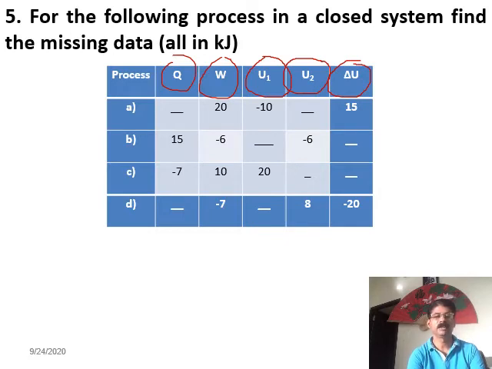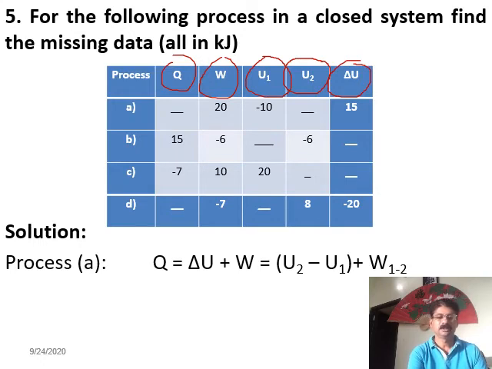So there are a few dashes in this table which you have to fill. Once again you have to use the first law equation. So let us start from process A and start filling the table.